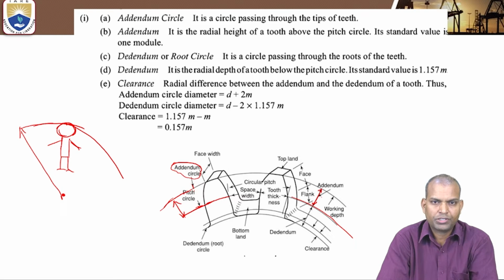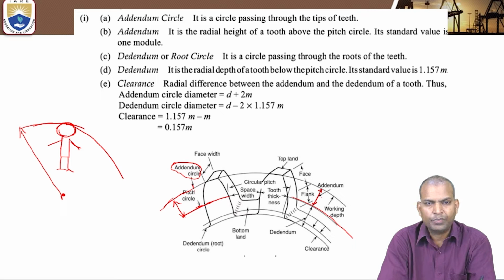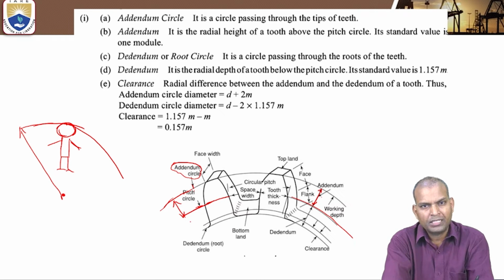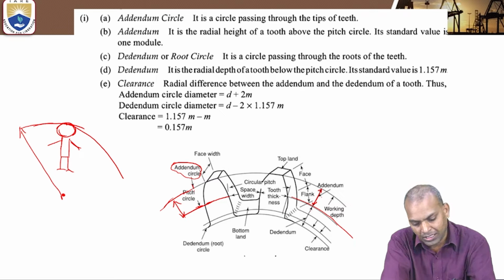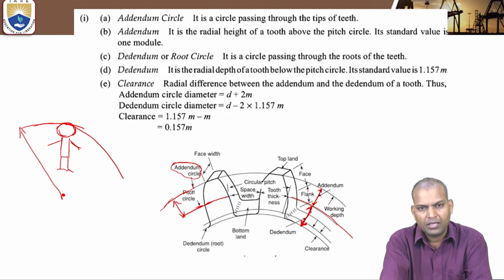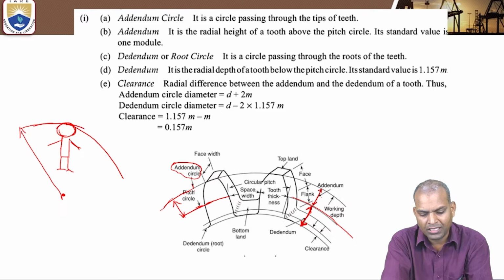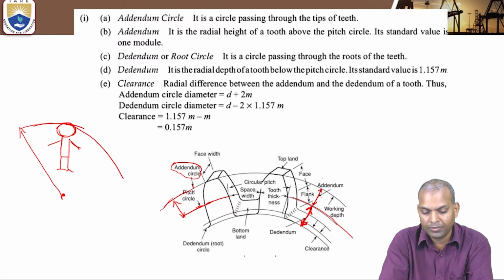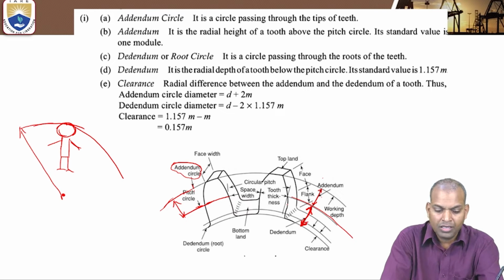What is the dedendum? First, what is the dedendum circle? The dedendum circle means the circle passing through the root of the teeth of a gear. What is the dedendum? It is the radial height between the pitch circle and the dedendum circle, that is, the radius of the pitch circle minus the radius of the dedendum circle. That distance is known as the dedendum. This is the addendum and this is the dedendum. These are the terminologies.